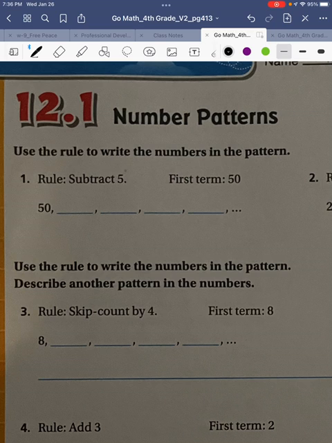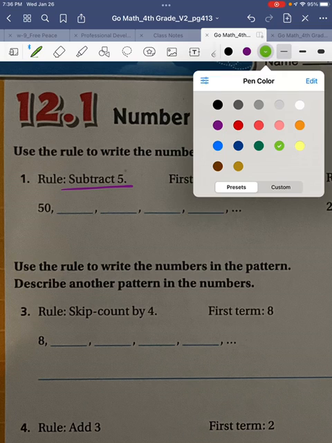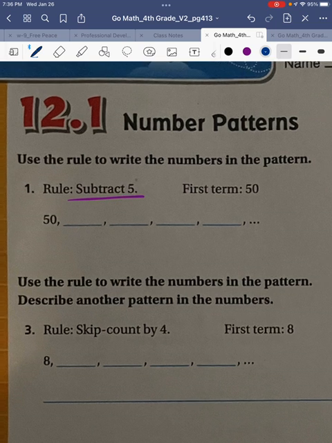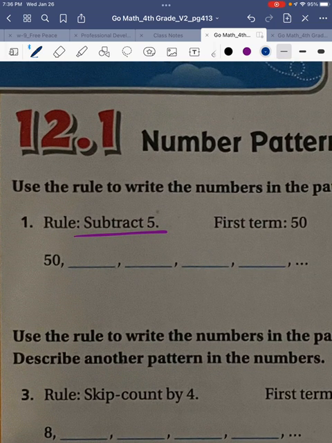So this says use the rule to write numbers in the pattern. What you have to do here is check out the rule. We have a rule here. It says subtract 5 and the first term is 50. They want you to use the rule to write the rest of them. So I'll do this in blue so you can see it a little bit better. So 50. So subtract 5.